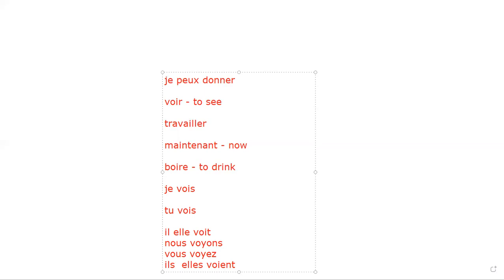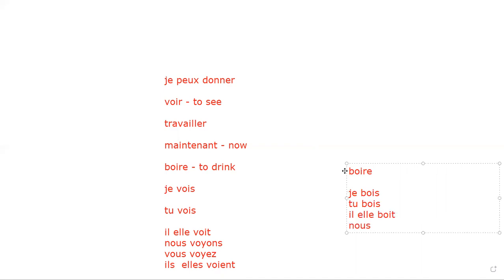Boire, B-O-I-R-E, is my verb to drink. So if I say je bois, tu bois, elle boit, nous buvons, vous buvez, elles boivent. So now repeat after me.